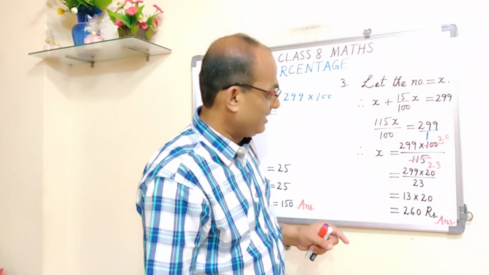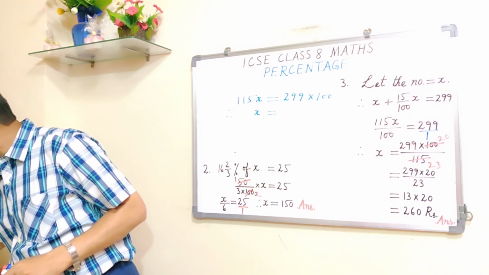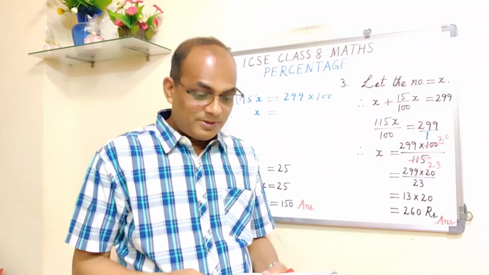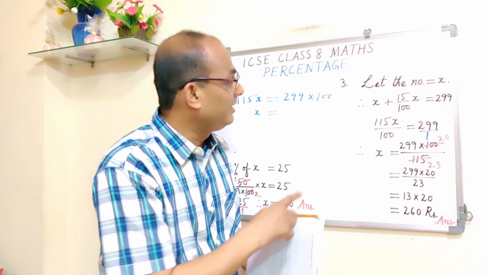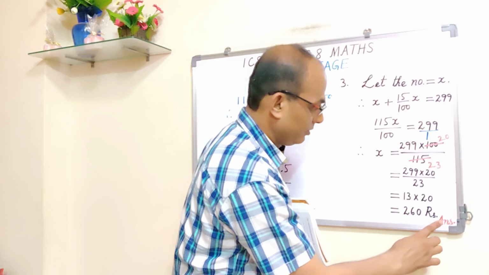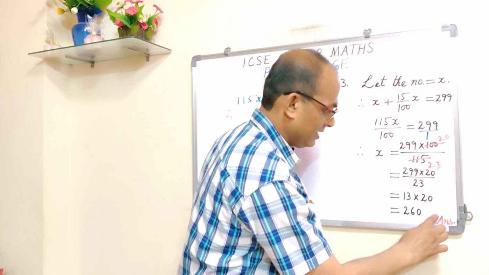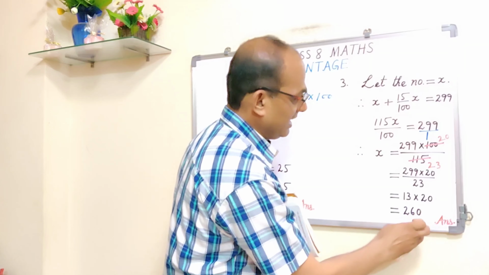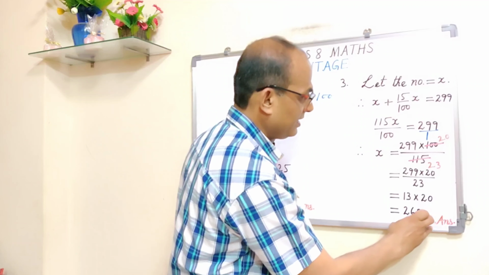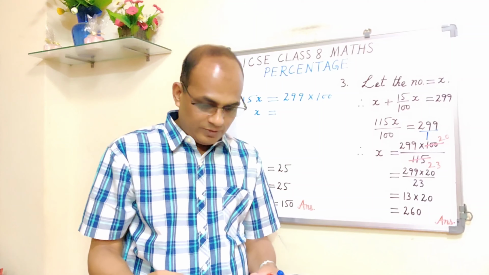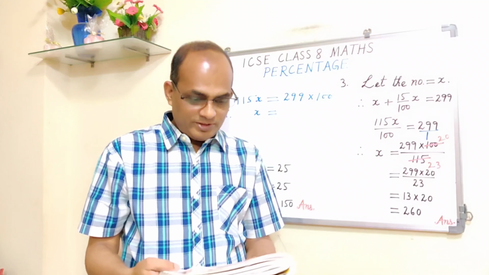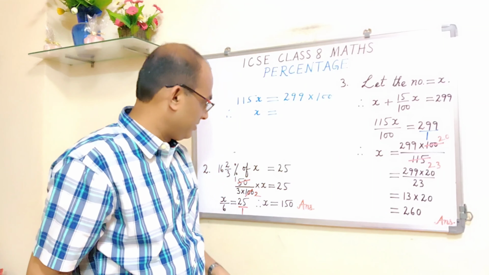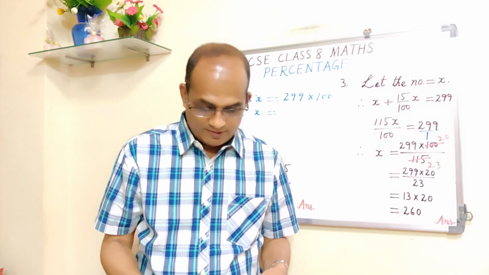And wait, is it rupees or number? If it is a number, then there should not be rupees. What number when increased by 15% becomes 299? What number? Let the number. So no rupees. Number, no rupees. This is the answer. So 260 is the answer. Got it? Because we are saying let the number be x, and the question also says what number when increased by 15% becomes 299. So let the number be x. X is equal to 260. Here also it is a number, so here also there is no unit. Got it?